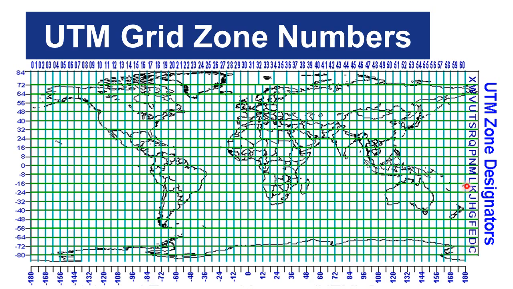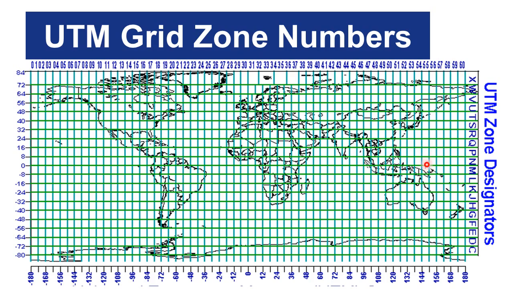What they're mainly concerned with in these zones is actually land masses where people are. So it goes from C through to X, but it does not use I and it does not use O because they can be confused with 1 and 0. So C through X, omitting I and O. And each of them are numbered from 01 through to 60. Remember that there are 6-degree bands.